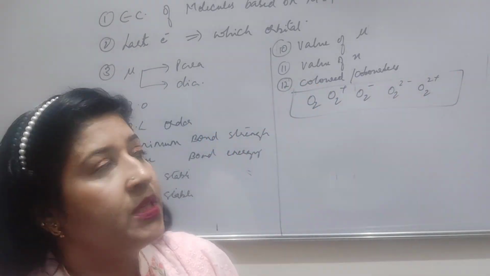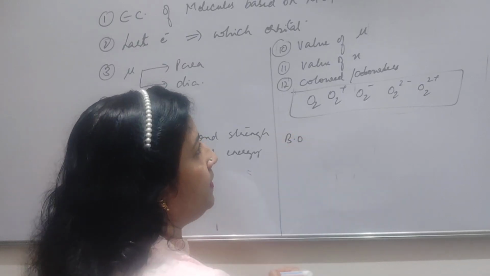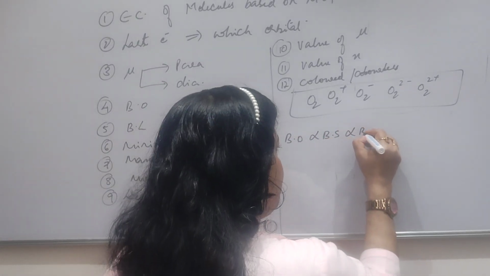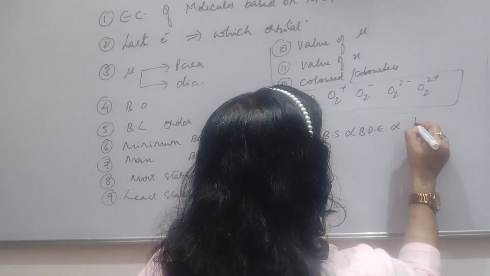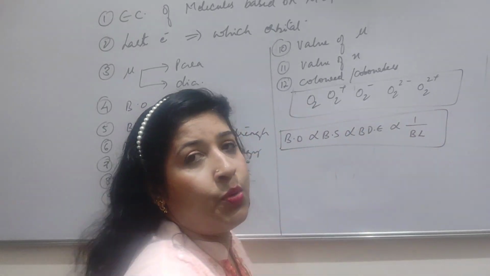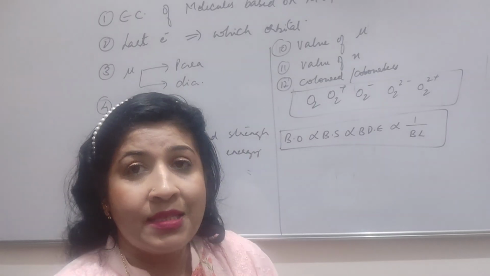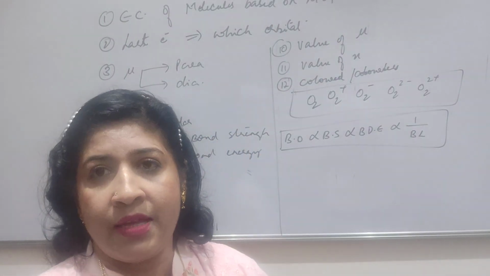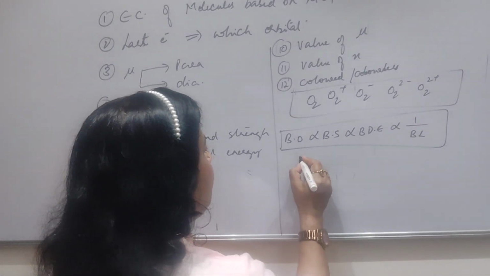If they want to extend further, there might be questions on the relationship of bond order, which is directly proportional to bond strength, which is directly proportional to bond dissociation energy. They are all friends, which is inversely proportional to bond length. If you know this order, then you can answer any questions related to bond order, bond dissociation energy, bond strength, and bond length.